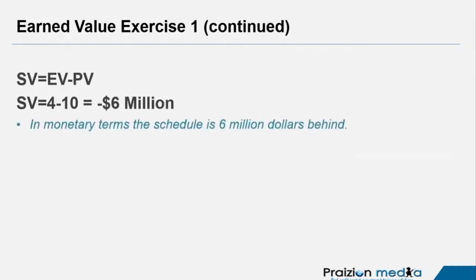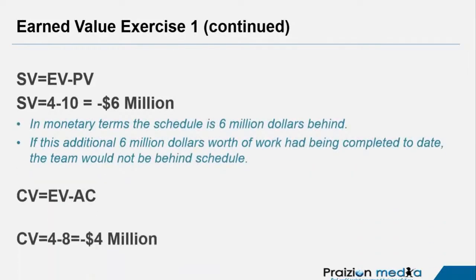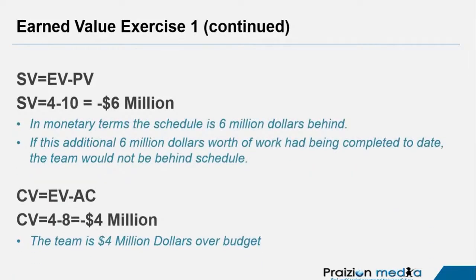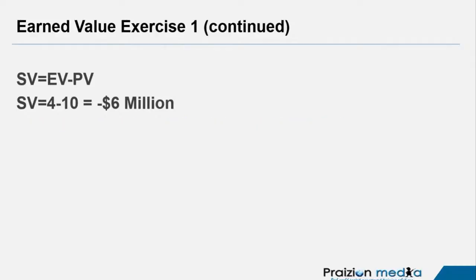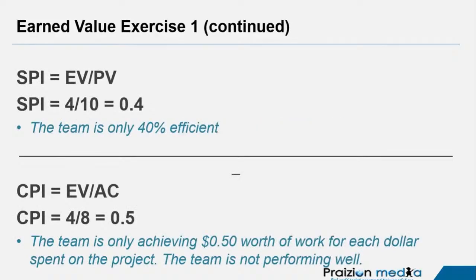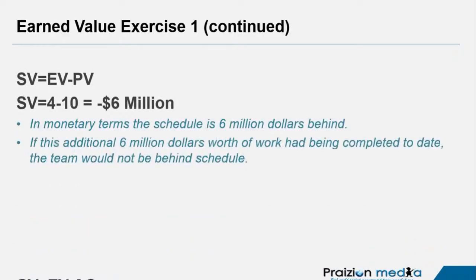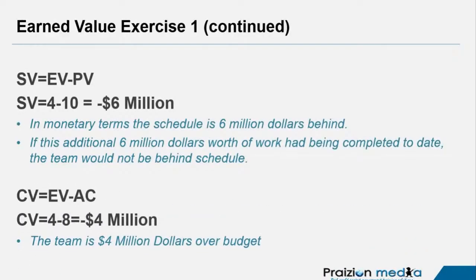Let's take a look at the schedule variance, -6 million and -4 million. Note where you have the dollar signs in the variances, but in the indices you don't have a dollar sign, okay? So well done if you got those right. Just understand the interpretation of these, all right?